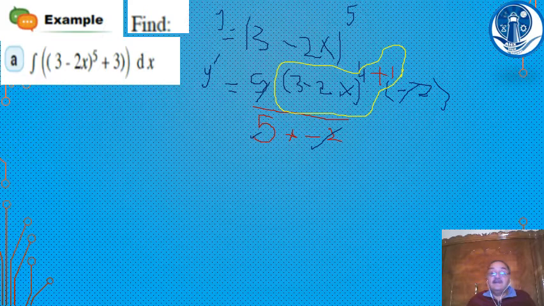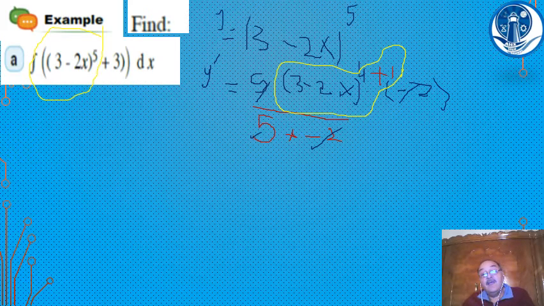Okay, then to find the integration of this function, can you tell me? Yes, add the power divided by the new power times, in the numerator, the derivative inside the bracket. Do you understand?